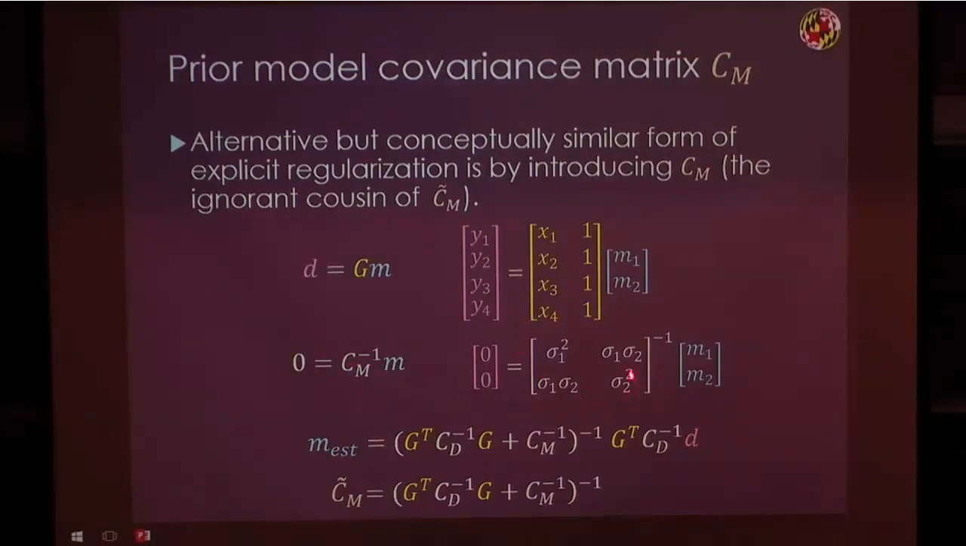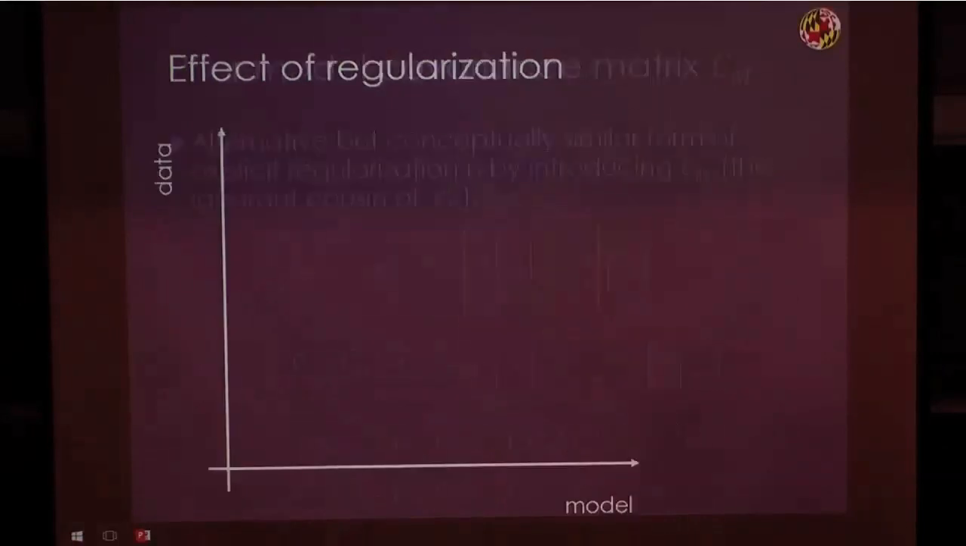But the way that this model covariance matrix works, you define it ahead of time. You define the variance on the model parameter you expect for one model parameter, for another model parameter. You define the correlation between the two of them, the covariance between the two of them, and you add this matrix just like you did with the other matrix to this GT-CDG guy, and you hope that now it can have an inverse because you added it. And when you do this, you also modify what your posterior model covariance is as well. So you modify both the model estimate and the uncertainty on your model estimate.